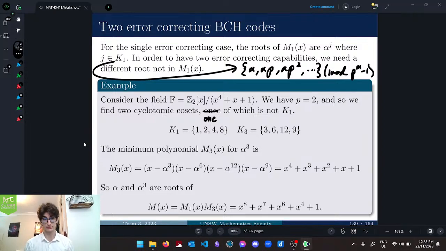The minimal polynomial m3(x) for alpha cubed, well, we get these roots: x minus alpha to the 3, x minus alpha to the 6, x minus alpha to the 12, and x minus alpha to the 9, which we can find is this polynomial, x^4 + x^3 + x^2 + x + 1. So alpha and alpha cubed are roots of this polynomial m, defined as m1 times m3, which we can expand to get this.